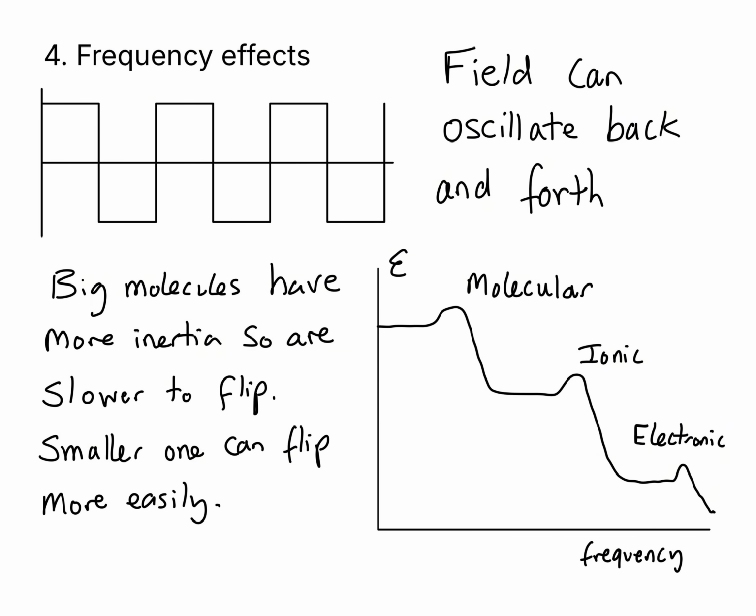So as you crank up the frequency, the sluggish mechanisms drop out one by one. First the big molecules can't keep up, then the ions, and only the electrons are still responding. And that gives you the permittivity frequency graph, falling away in steps as each mechanism is left behind.